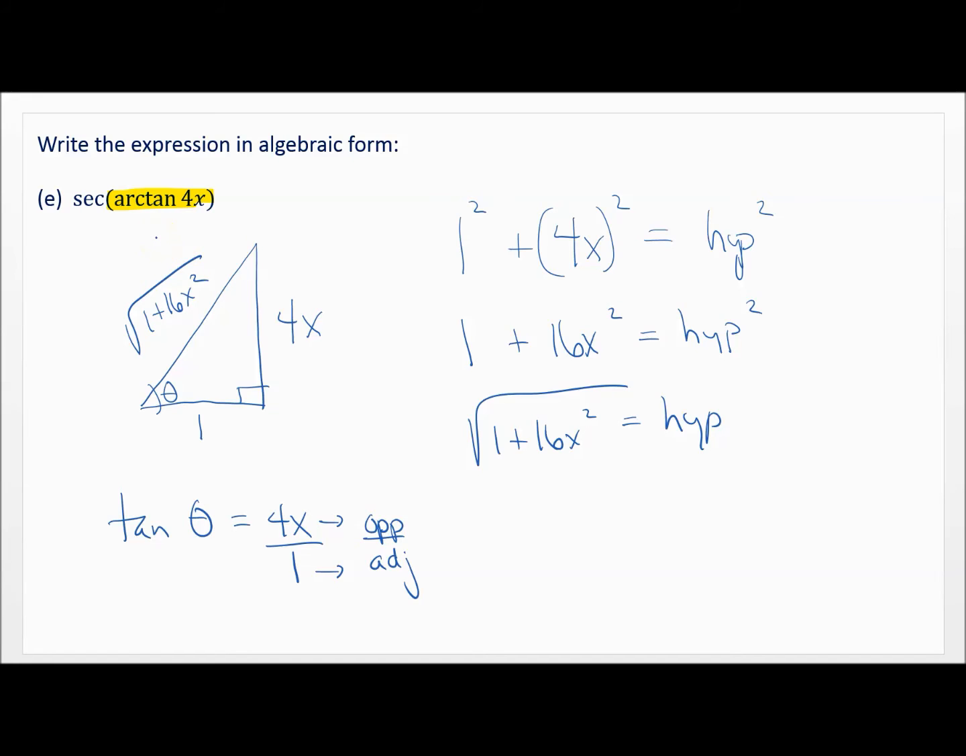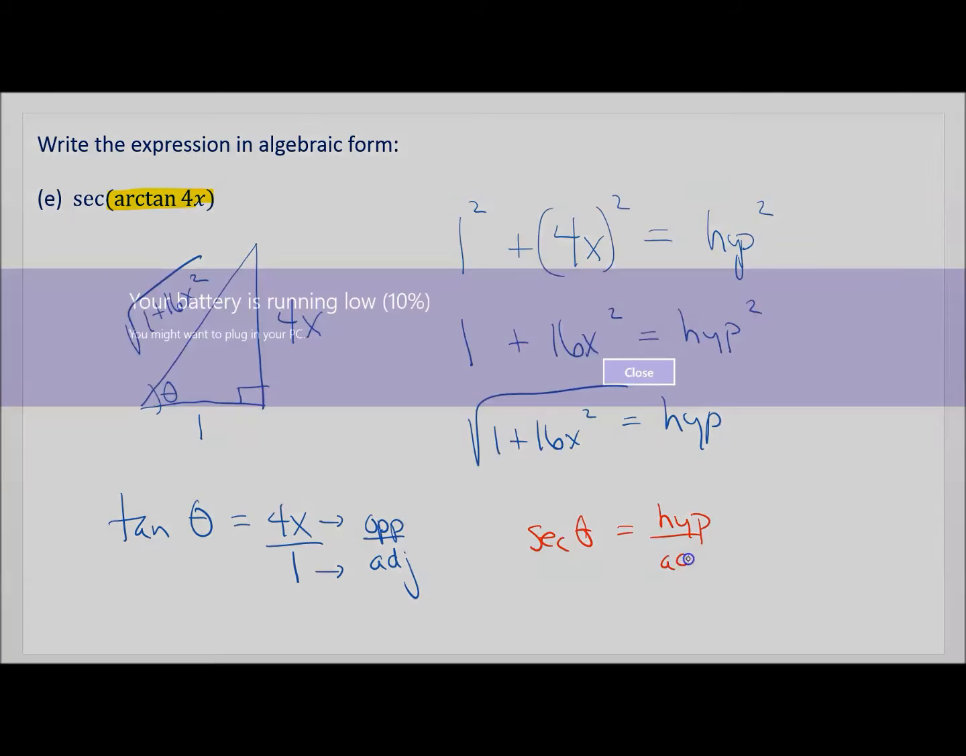Now I'm ready to evaluate the secant of theta, because we called that angle theta. So secant, we know secant is 1 over the cosine is how I remember that, and we know cosine is adjacent over hypotenuse. So secant of theta is hypotenuse over adjacent.